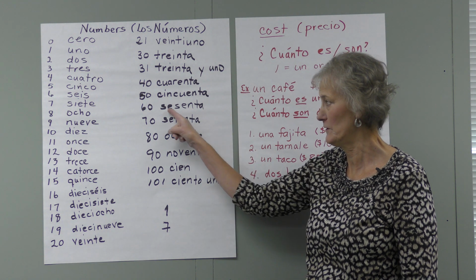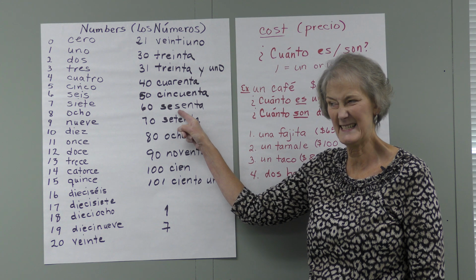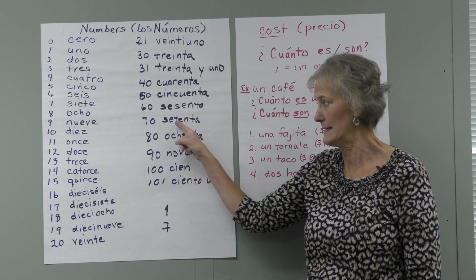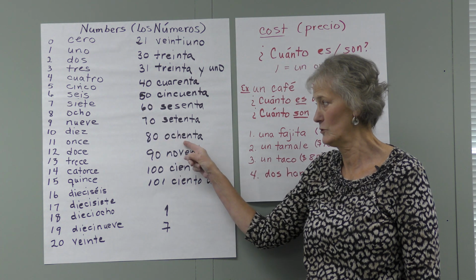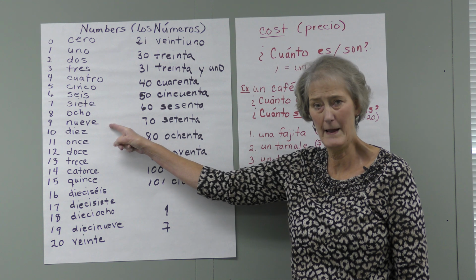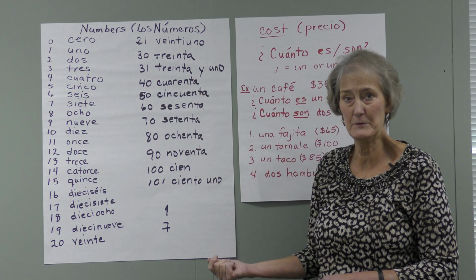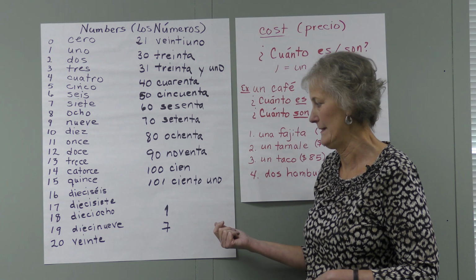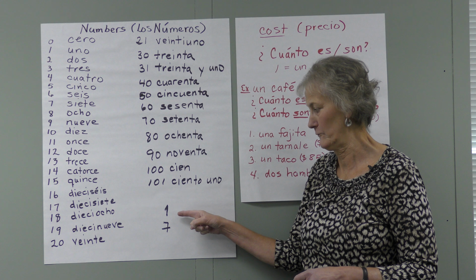But I wanted you to notice this. 60 is like 6, like seis. 70, the T in it, like in siete. 80, like ocho. 90, similar to nueve. So we have these carryovers from the lower numbers up to the higher numbers. And that creates some problems sometimes for foreign speakers.